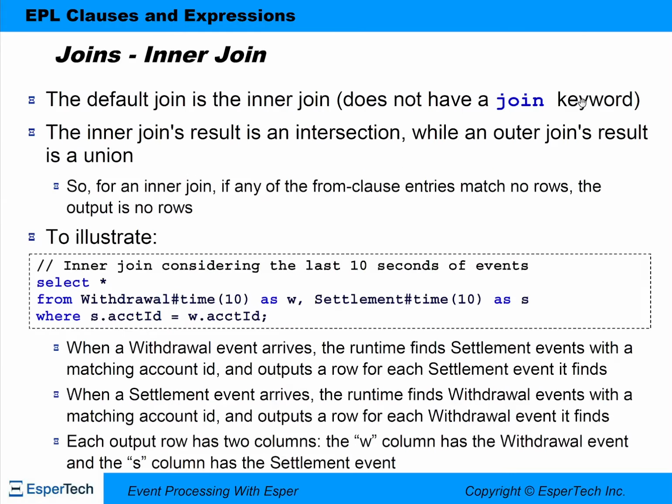The default join is the inner join. It does not have a join keyword. The inner join's result is an intersection, while an outer join's result is a union. So, for an inner join, if any of the from clause entries match no rows, the output is no rows.